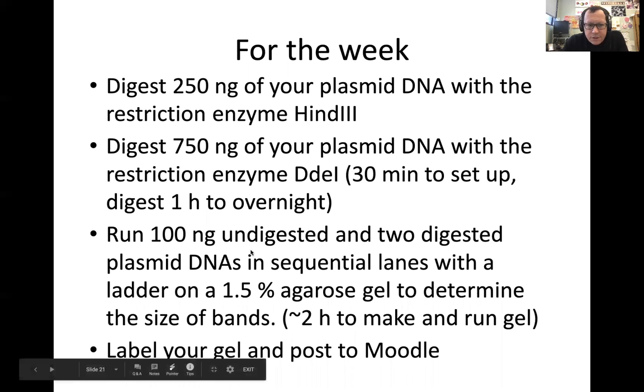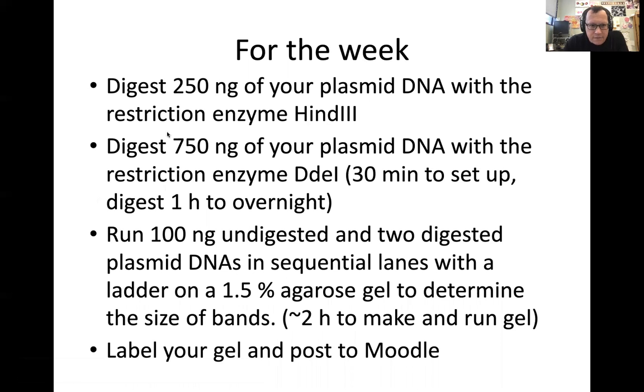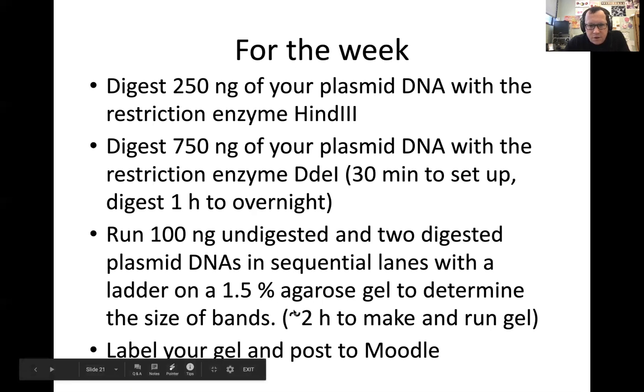The next day, what I want you to do is take all of this DNA, and 100 nanograms of undigested plasmid DNA. So you're going to have your ladder and then 3 lanes. So your ladder, this one, and then this one, and then this one, on a 1.5% agarose gel to determine the size of the bands. So this is about 2 hours to make and run the gel. Okay, so you're going to have to dissolve the agarose. The protocols are up on Moodle. Heat it up, and then physically run the gel with the gel electrophoresis.